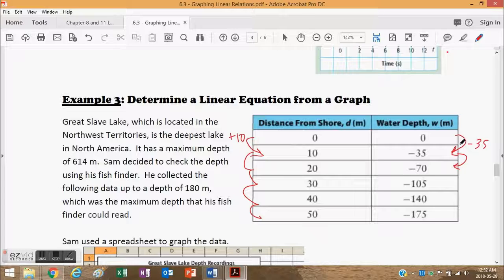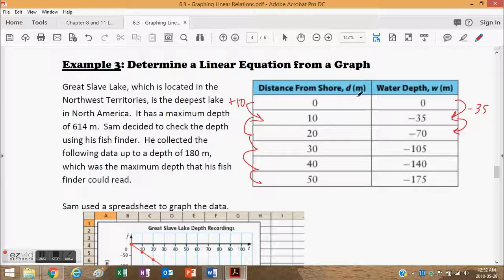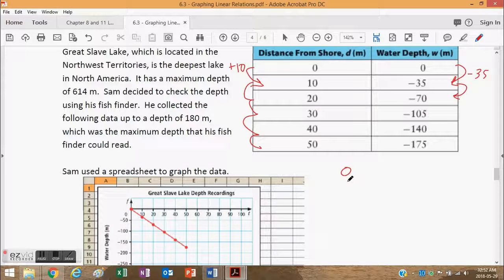This is nice math, at least. So for every 1 distance, the depth drops by 3.5 meters. So we could make a new little 0, 1, 2, 3, 4, and so on. We could just make a new version of this. So at distance from shore 0, obviously the depth is 0 meters. 1 meter from shore, it's negative 3.5 meters. 2 meters from shore, negative 7. 3 is negative 10.5.